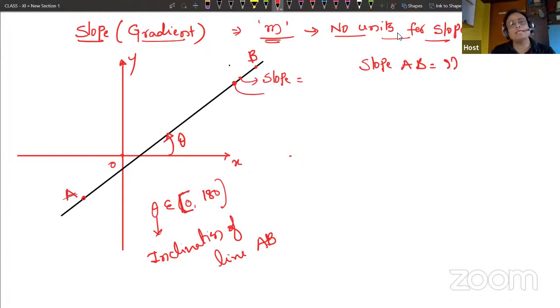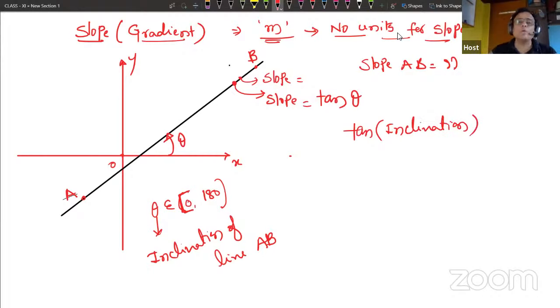So if you want the slope of line AB, the definition is always tan of the inclination of the line. Whichever line's slope you want, put tan of that line's inclination. So for AB, we are searching for the slope of AB, therefore tan theta. Slope is always denoted by m, therefore m is equal to tan theta. Dear students, to find the slope of any line, just take the tangent of the inclination of that line.